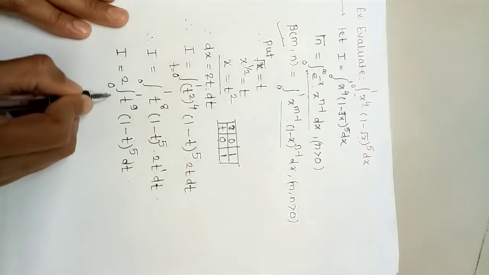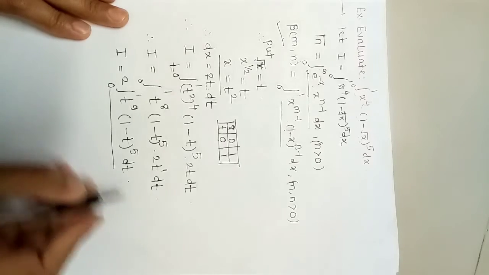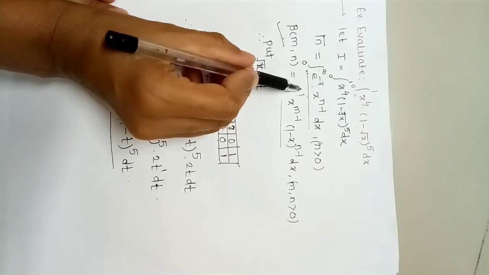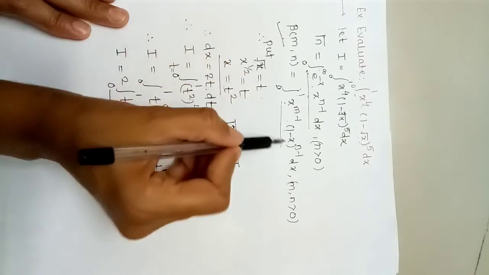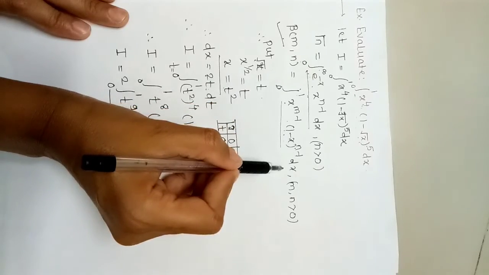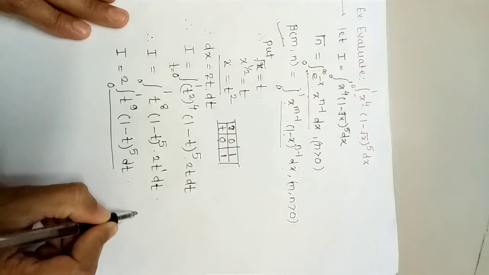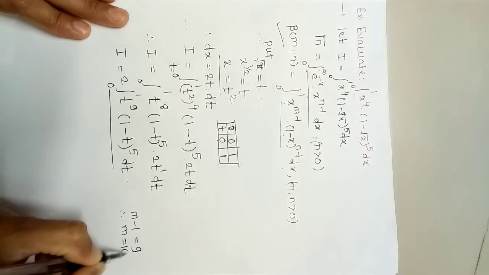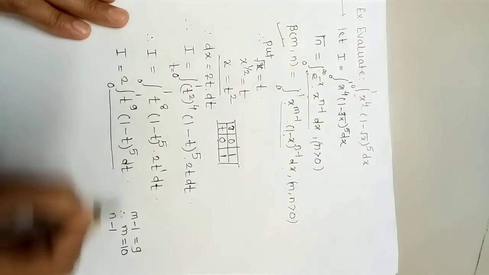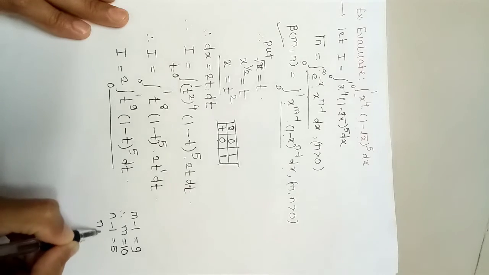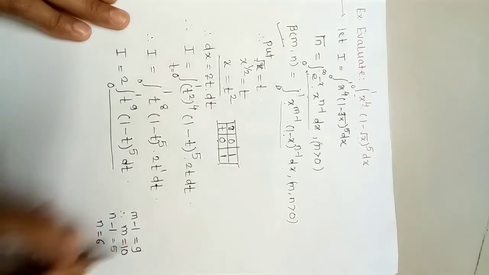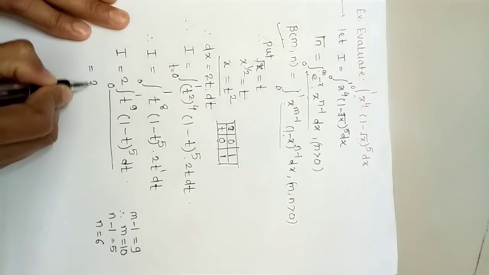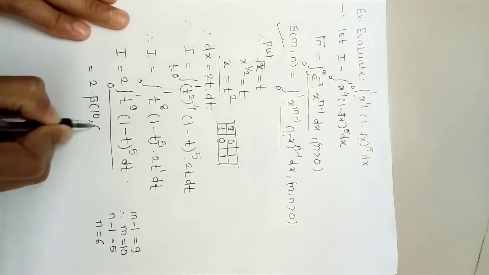This is equal to I, and this is in the form of a beta function. What is the definition of the beta function? See here, the integration from 0 to 1 of x raised to m minus 1 into 1 minus x raised to n minus 1 dx. Okay, and therefore here we get m minus 1 is equal to 9, so the value of m is equal to 10, and n minus 1 is equal to 5, so we get the value of n is equal to 6. And according to this definition of the beta function, we get 2 into beta function of 10, 6.